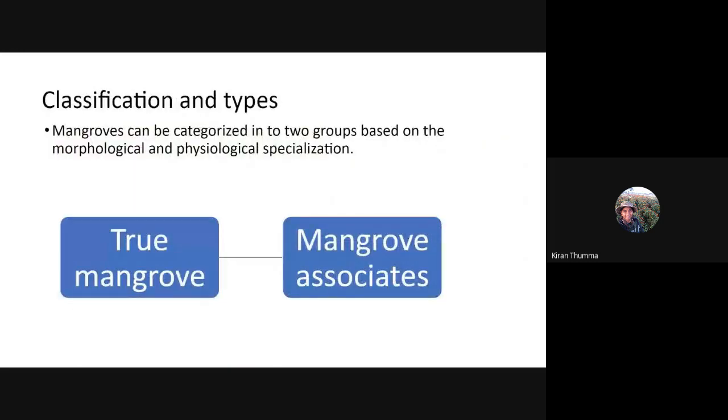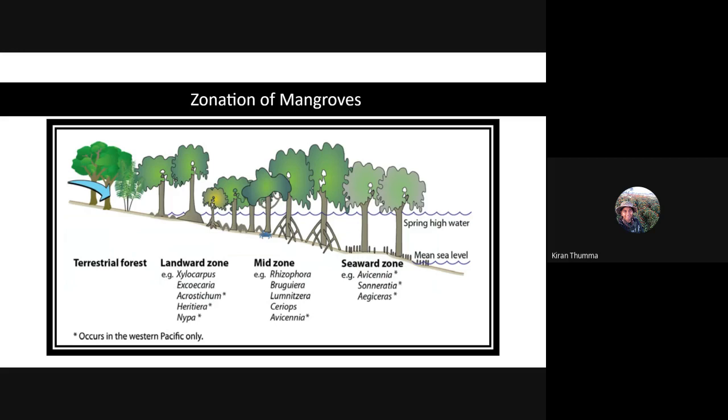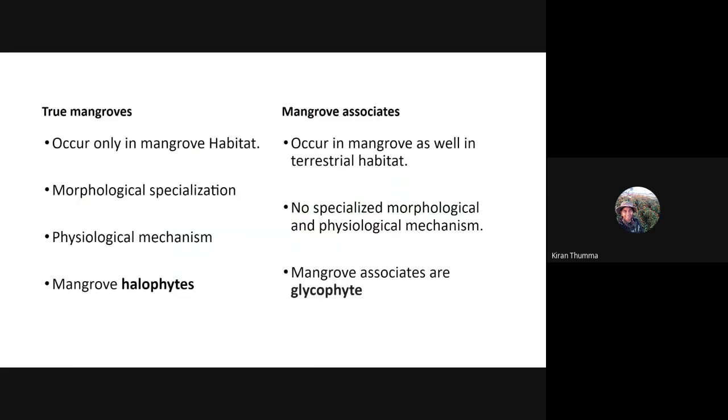For good anchoring. Mangroves can be categorized into two groups based on their morphology and physiology: true mangroves and mangrove associates. True mangroves occur only in a mangrove habitat, whereas mangrove associates are plants which can occur in wetland as well as in terrestrial habitat or even in a desert habitat. Mangroves are known as mangroves because they have specialized morphological and physiological adaptations, whereas mangrove associates don't have any such adaptation.